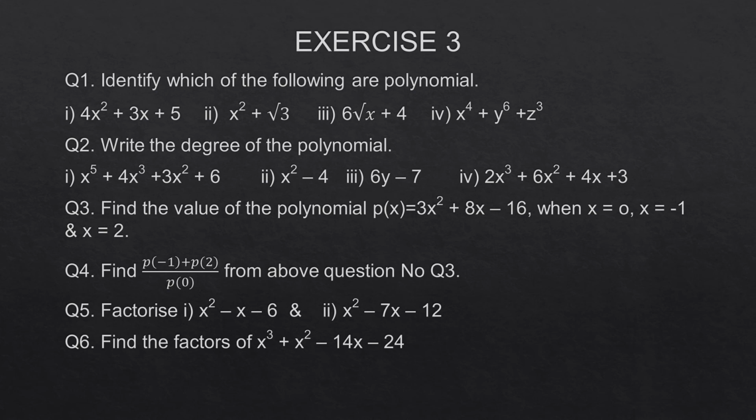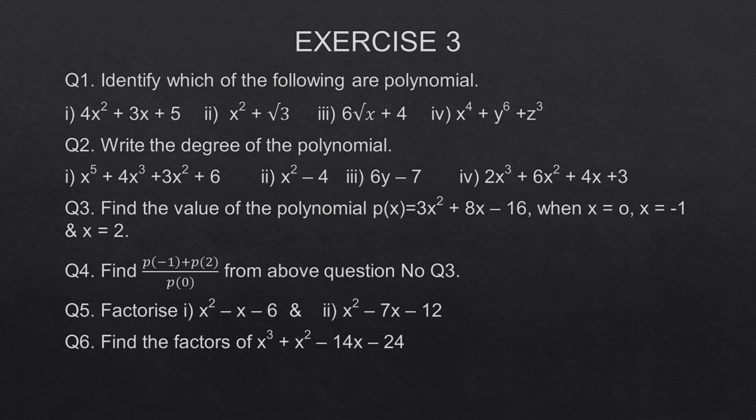The third is that you are supposed to find the value of the polynomial p(x) equal to 3x square plus 8x minus 16 when x is equal to 0, x is equal to minus 1, and x is equal to 2. The fourth is related to the third one, in which you are supposed to find the value of p(minus 1) plus p(2) upon p(0). These are the types of problems that will come directly in the examination, so it is very important from the examination point of view.